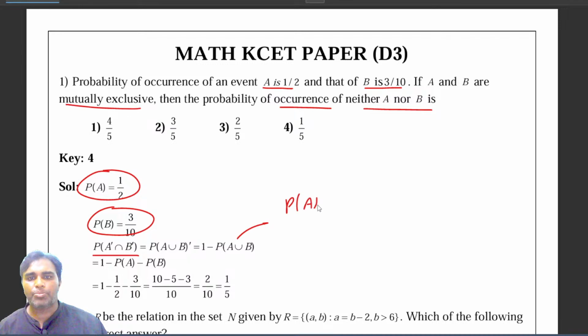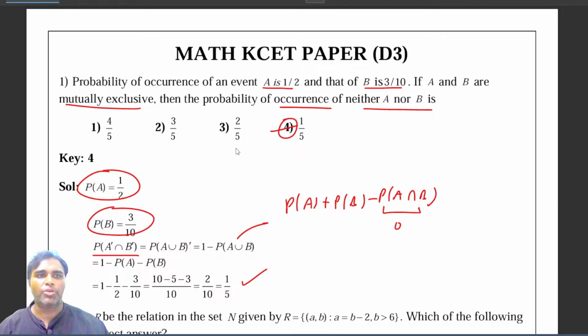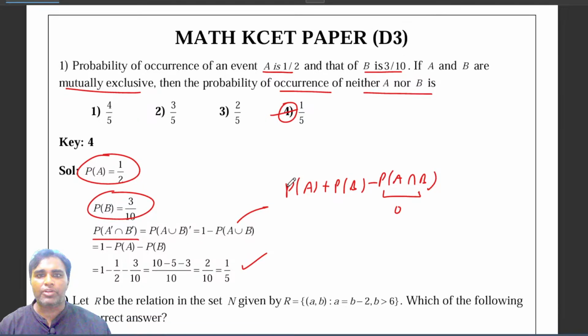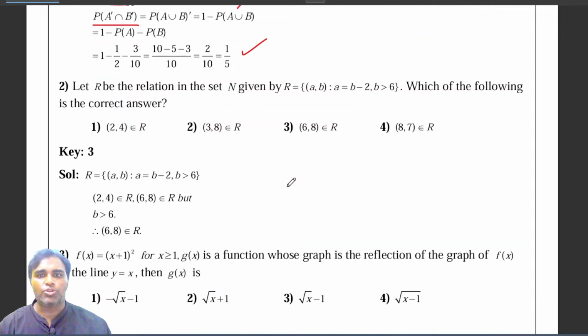That is P(A) plus P(B) minus P(A intersection B), right? And as it is said, they are exclusive, so this one will become 0. So 1 minus (P(A) plus P(B)) in brackets. If you open this, you will get 1 minus P(A) minus P(B), and if you follow, you will get the answer as 1 by 5. So the first problem is option number 4, 1 by 5. Clear? Now let's come to the second problem.